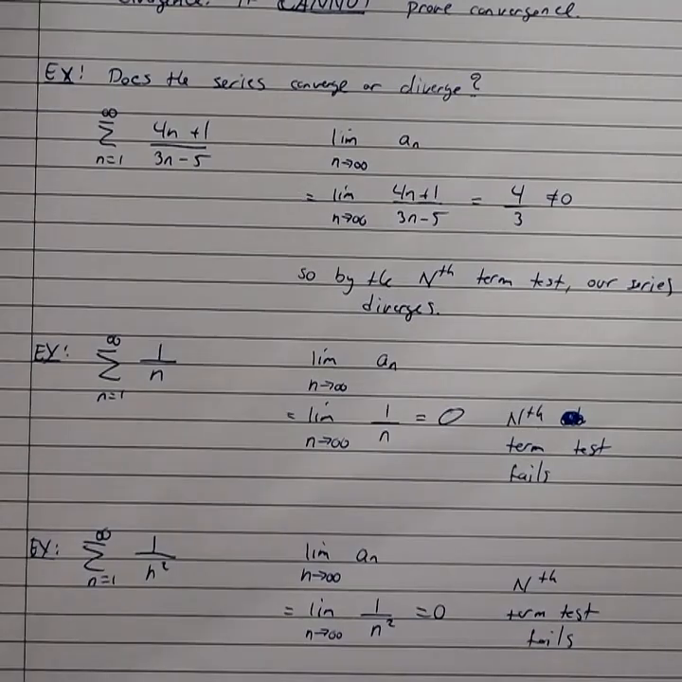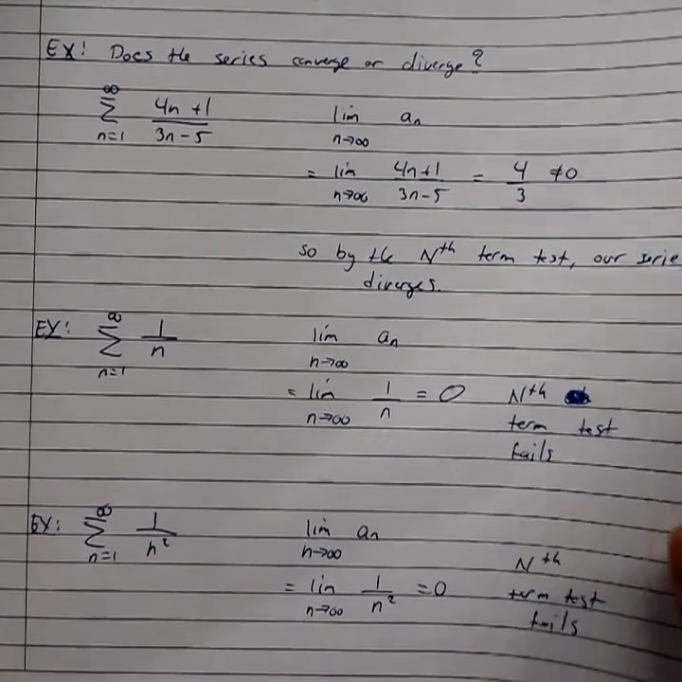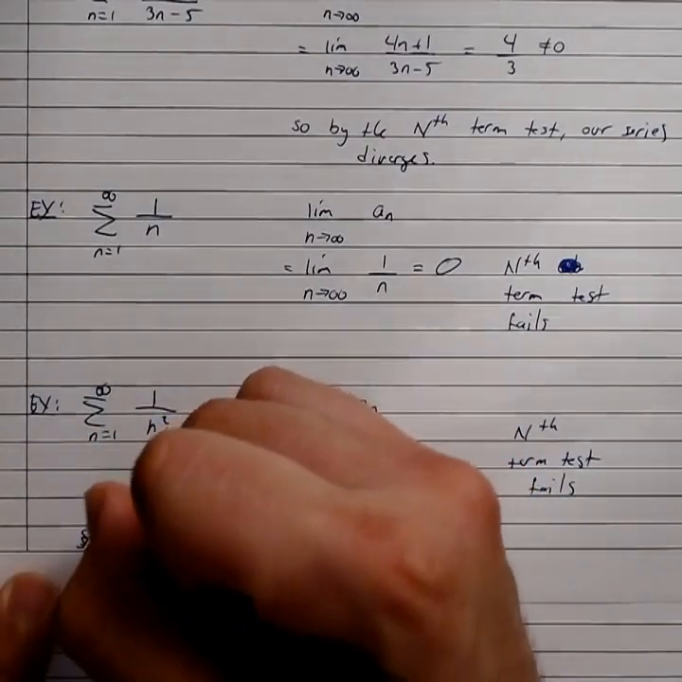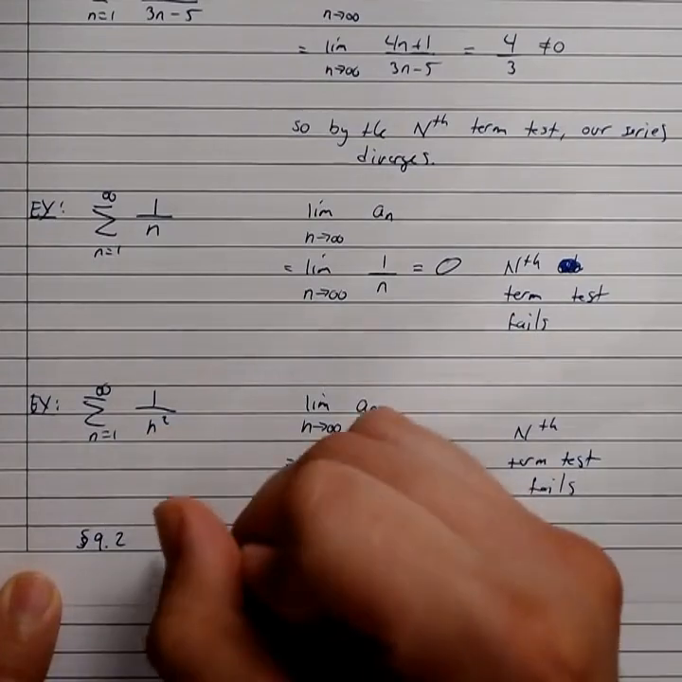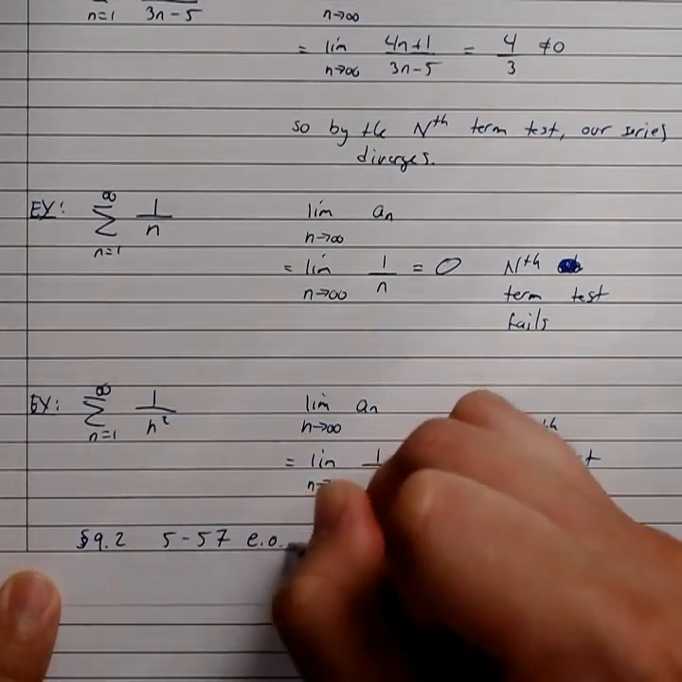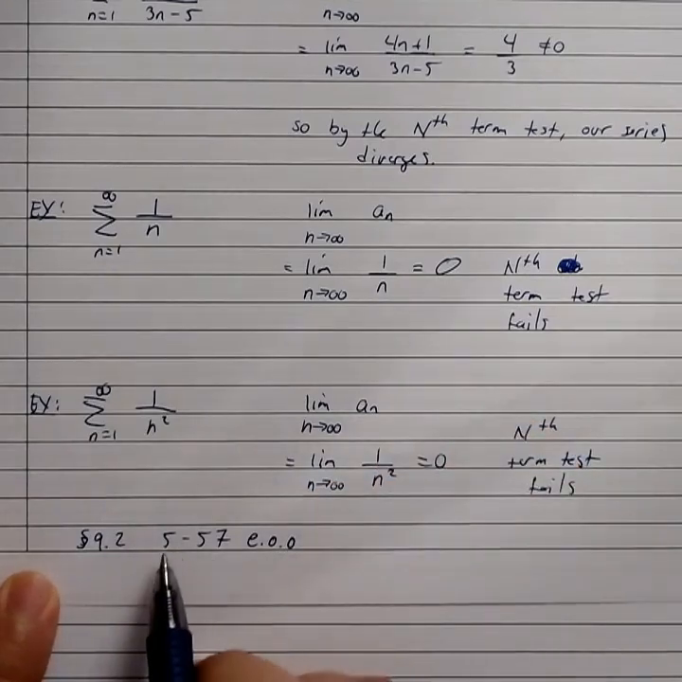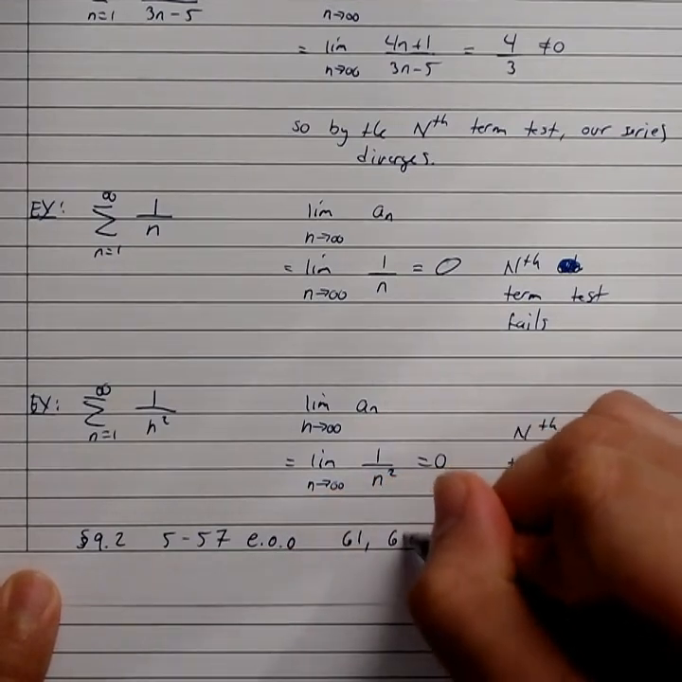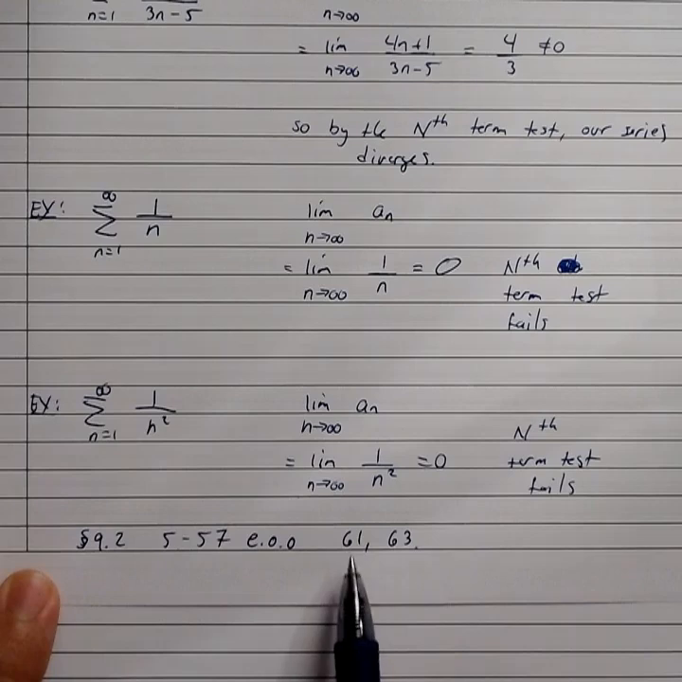Right, so that is it for our section. As an assignment for the section, you should try section 9.2, exercises 5 through 57, every other odd, meaning every fourth problem: number 5, number 9, number 13, and so forth. Also try numbers 61 and 63. They are a reasonably accessible version of something that we'll be looking at in much more detail in later sections.